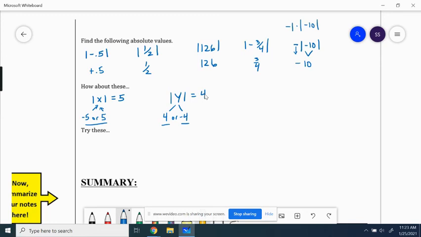Okay, so what if you have a problem like this? The absolute value of z is equal to -3. So hopefully you're recognizing this is a little confusing because nothing can come out of these absolute value bars as negative. So we don't have an answer. When we don't have an answer, we just write no solution.